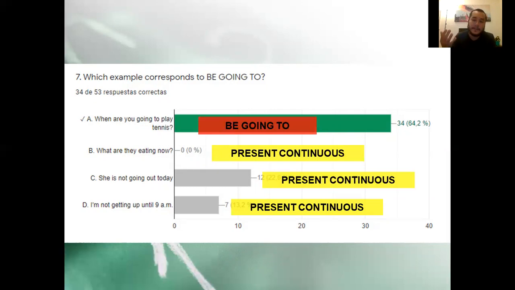I hope that you understood the differences. If not, please email me and I have no problem to explain this again. But please, I hope that you understood.